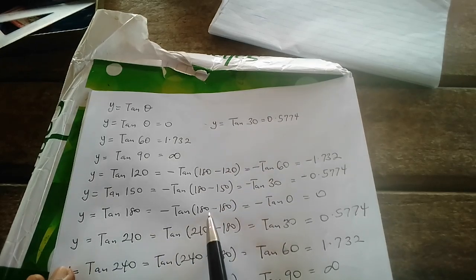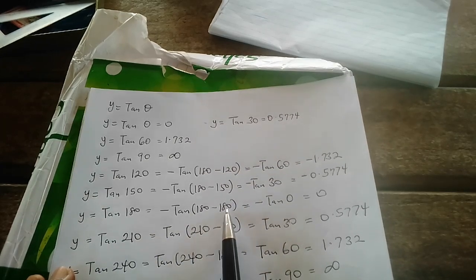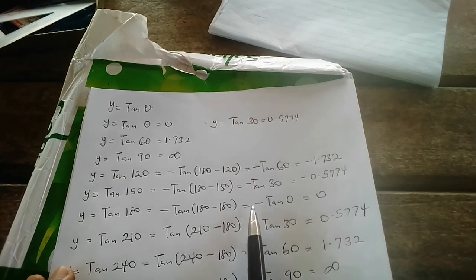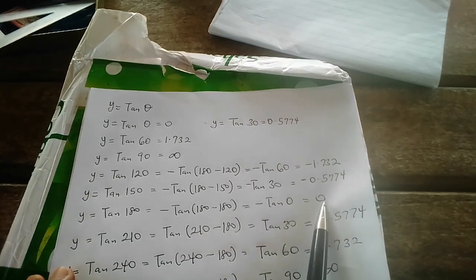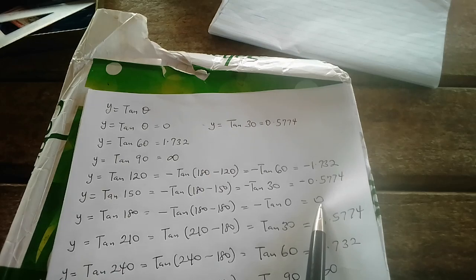Then the equivalence of 180 in the second quadrant is 180 minus 180, which is what? 0. So we have tan times 0 gives us 0. 0 is a neutral number value.